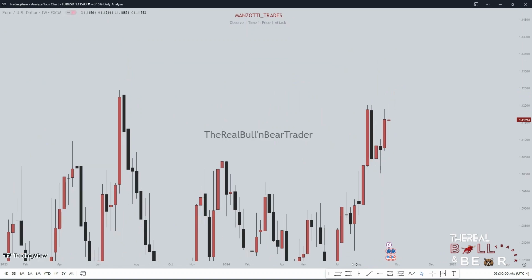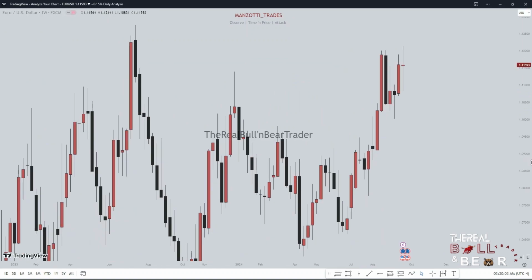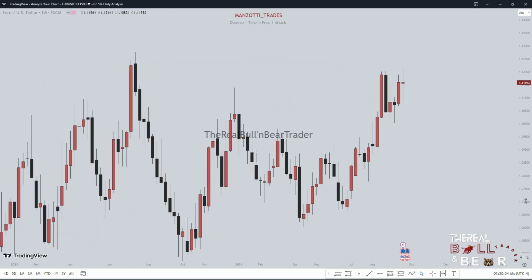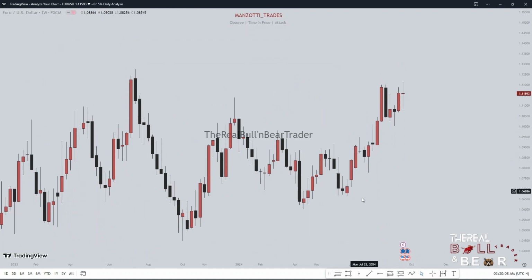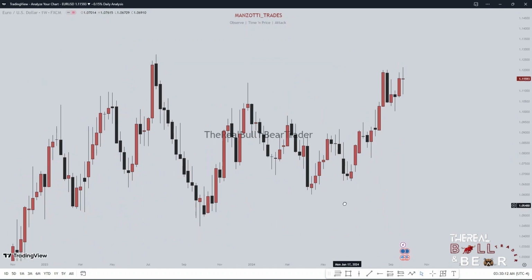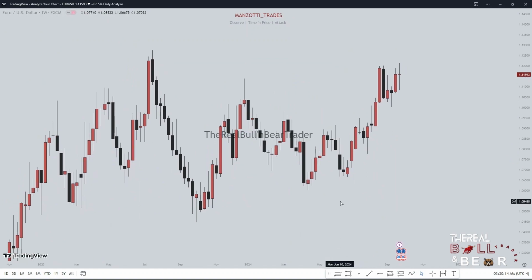Remember on DXY, we are bearish. So here we want to see a bullish trend. That's a tool, guys. You should use your mind. If you're analyzing currency pairs, guys, make sure that you analyze DXY first.